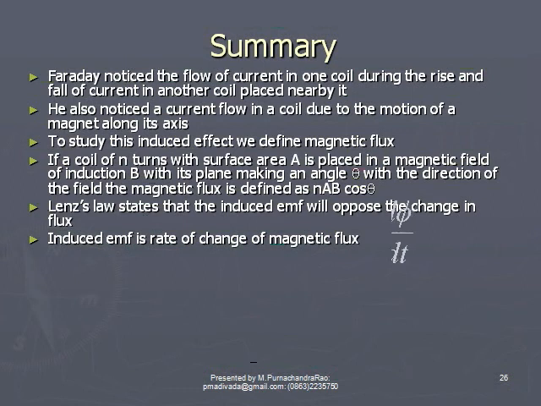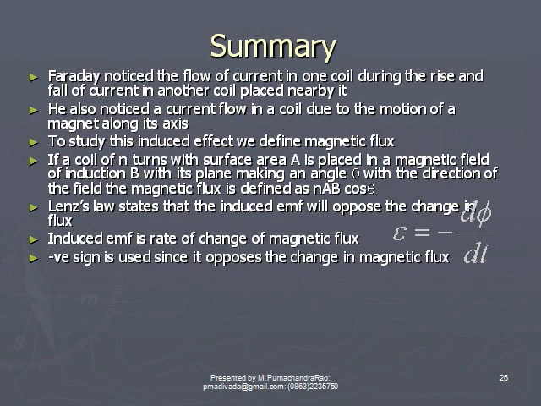Lenz's law states that the induced EMF will oppose the change in flux. d phi is the change in flux and d phi by dt is the rate of change of flux. The induced EMF is say E. Then E is equal to d phi by dt is the relation given by Faraday. Faraday noticed that the rate of change of flux is equal to E. But Lenz noticed that the induced EMF opposes the rate of change of flux. So we introduce a negative sign.